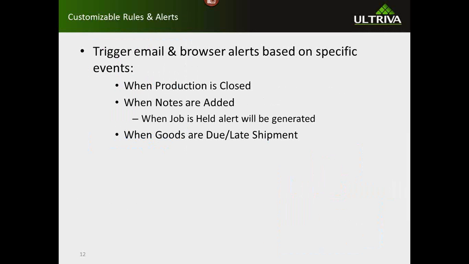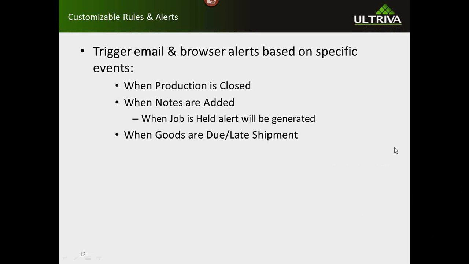Additionally, in Ultriva we have a large number of rules that can be configured to send alerts via either email or browser. And a few of those that really pertain to this module might be when a production order is closed. So let's say an operator closes one production order, and we want our operations manager or production supervisor or master scheduler to receive an alert in their email that this was completed. We can set that up.